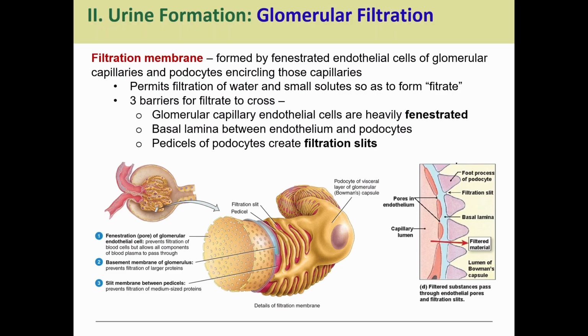So the fenestrated endothelial cells are the most open. They allow a lot through, but then the basement membrane stops a little bit more. And the pedicles of the podocytes stop a little bit more. We get a little bit more of a sieve type effect.